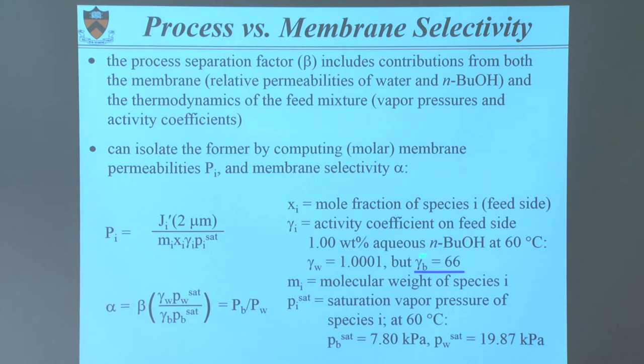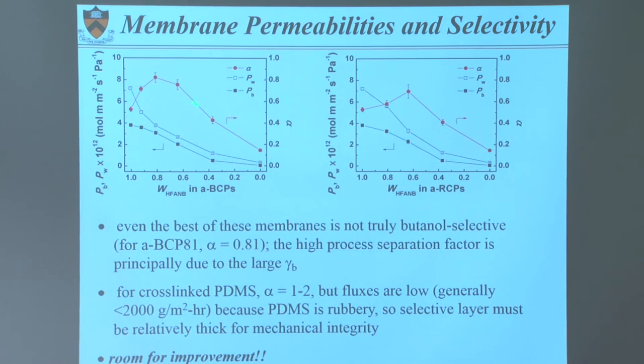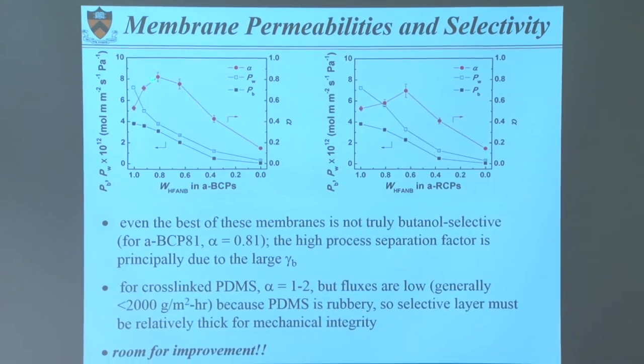So the activity coefficient of butanol in a 1% aqueous butanol solution is 66. This means there's a 66 times bigger driving force for the butanol to go through the membrane than if it was following Raoult's law. And that turns out to be in large part responsible for this reasonably large factor of beta. If you factor that out, you find that these membranes are really not butanol selective in a permeability sense.